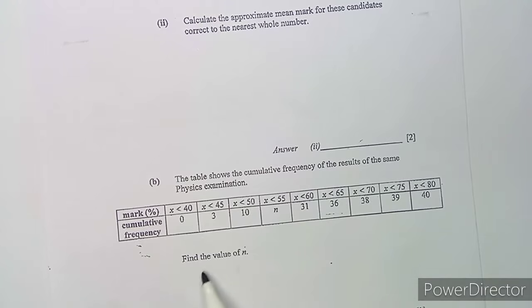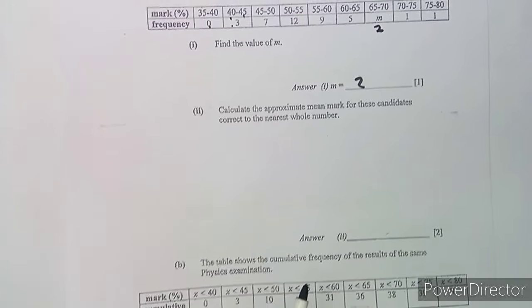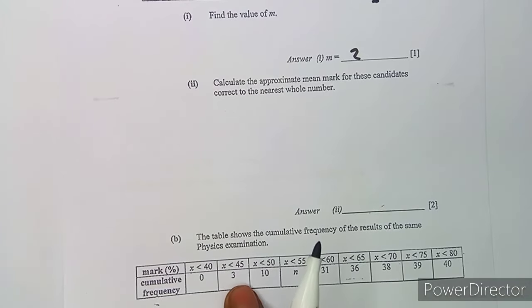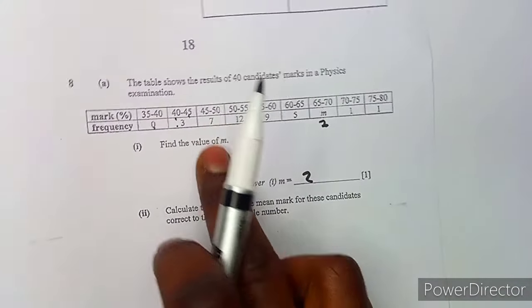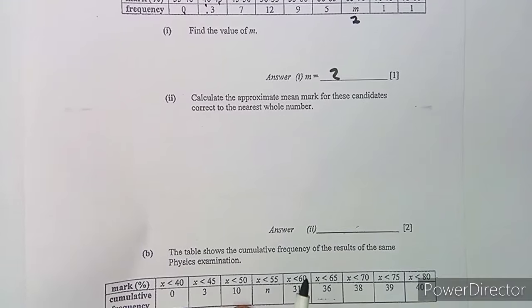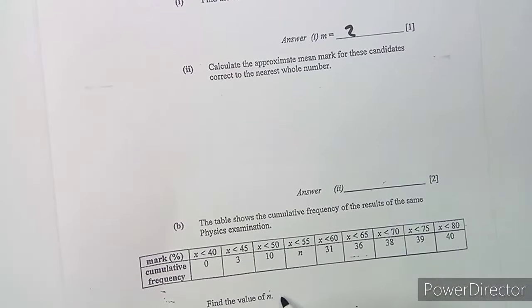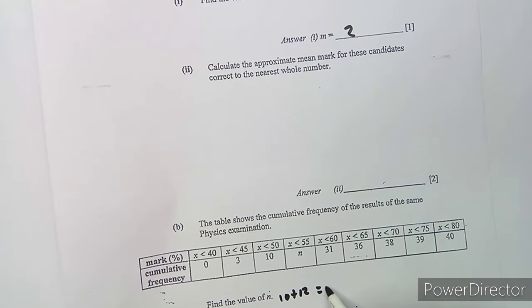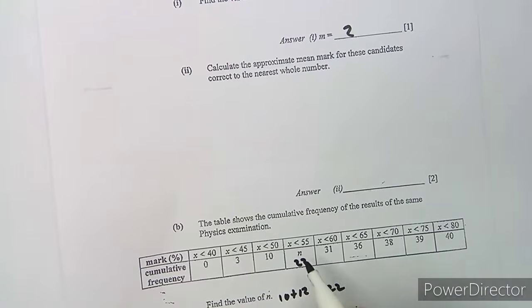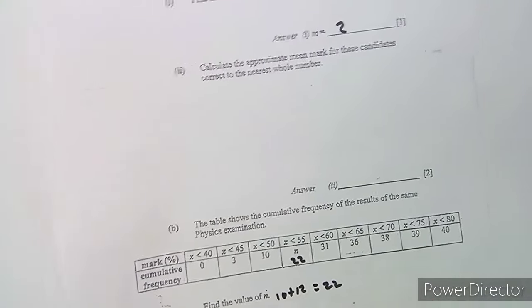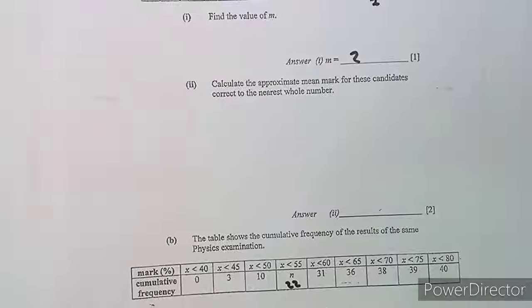So remember, find the value of n. Remember, cumulative frequency, you are adding from the first frequency that you have got, which is 0 here, 0 plus 3, which is 3 here. Then you move on, 3 plus 7, which is going to give us 10 here. Then it's 10 plus 12, so this n is simply 10 plus 12, which is going to give us 22. So you do this until the last part. All right, so that is your cumulative frequency.